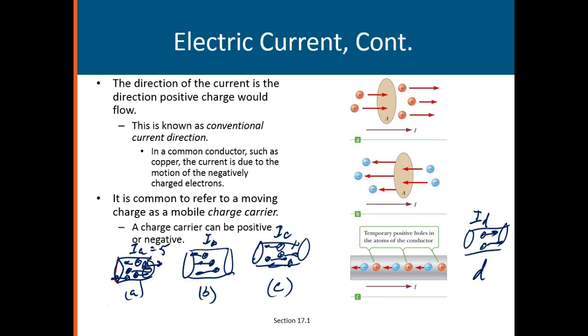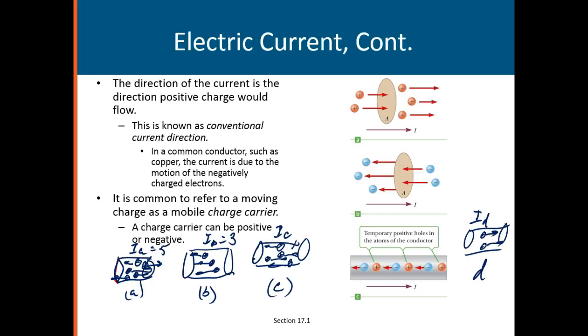What about this one? 3 positives, all moving in this direction. 3, of course. So that would be magnitude 3. Same charge, moving in the same direction, 3 of them. It's not going in the opposite direction. So the 3 positives going this way would be 3.